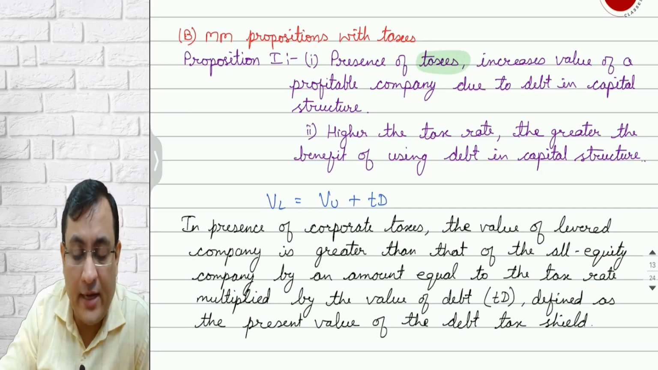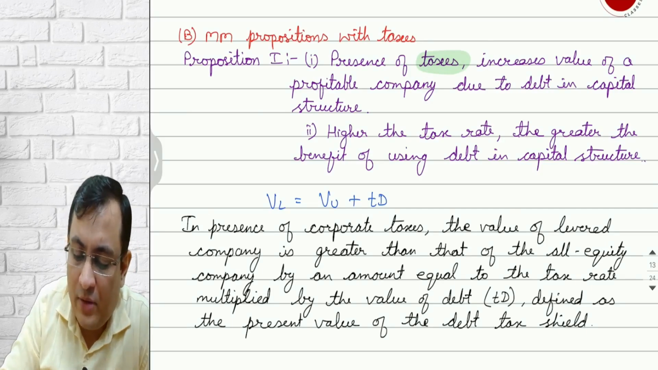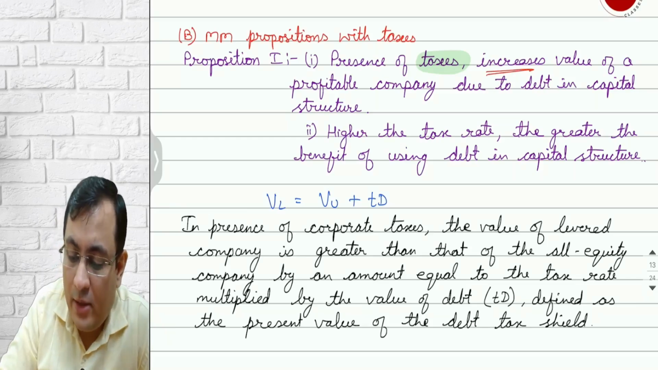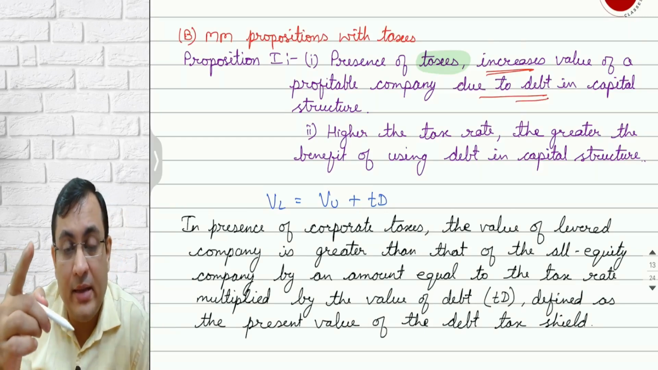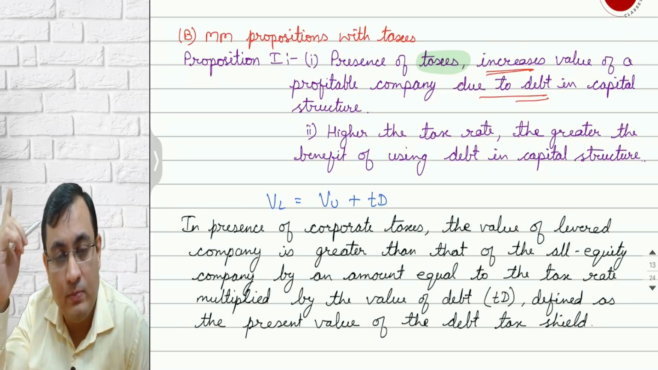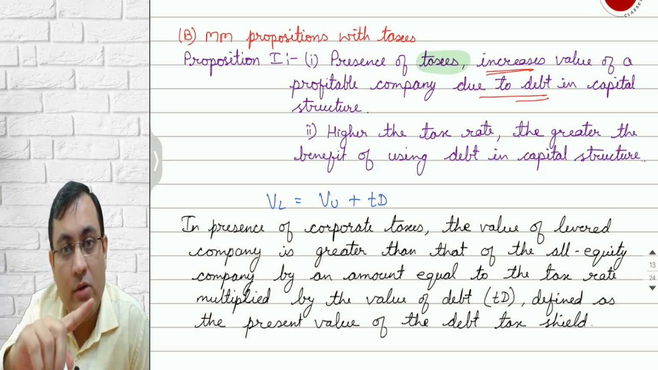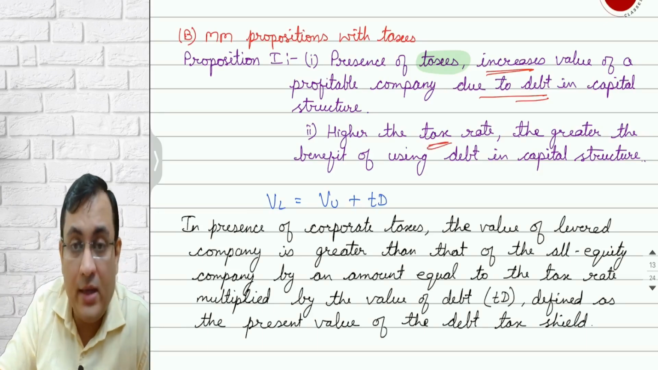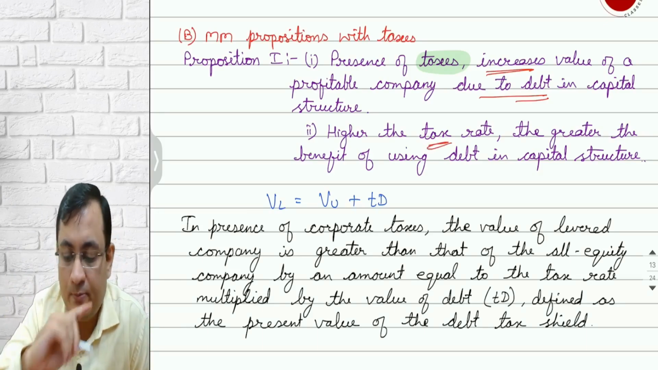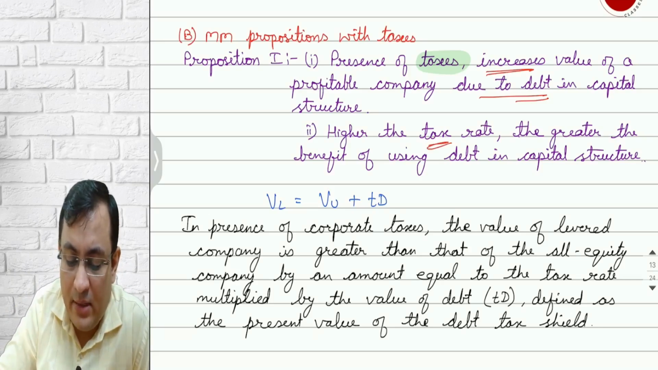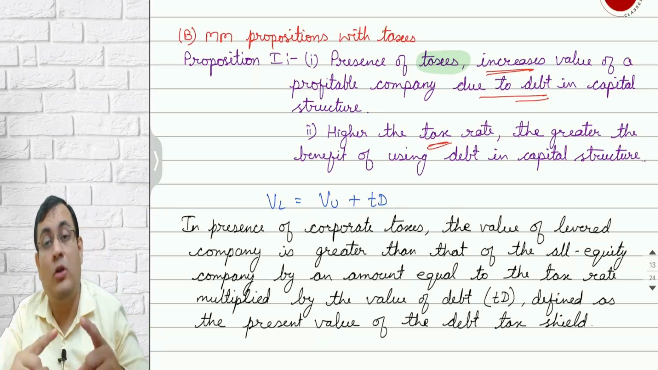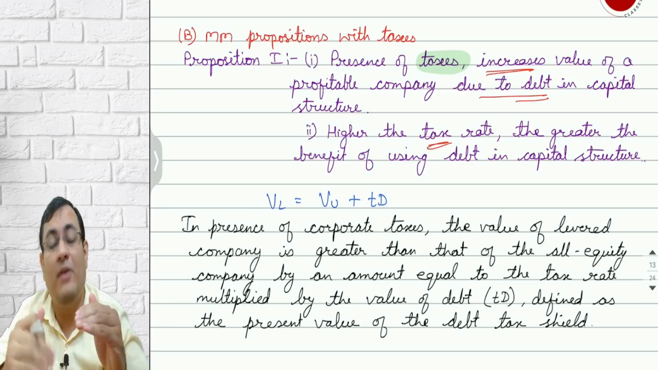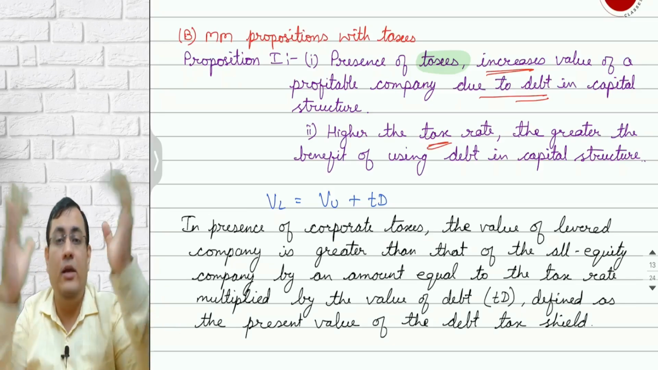Presence of taxation increases the value of a profitable company due to debt. It means as you increase the debt in the capital structure, value of firm will also increase. It means a levered firm will always have a higher value compared to the unlevered firm. Higher the tax rate, even if it is increased by the government, the greater the benefit of having debt in the capital structure. So both debt and tax rate have a positive relationship with valuation. If any of these two increases or both increase, your value of firm will also increase.